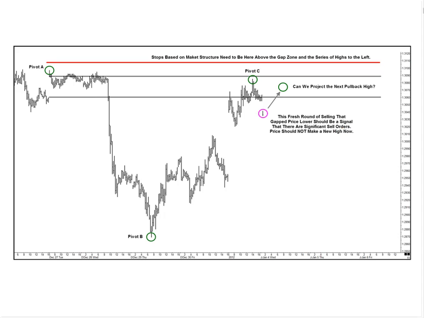I now think it's likely that there are significant sellers. And so I want to project the next pullback in this market, because that's where I want to get short. I don't want to get short down here. I don't want to get short down here. I want to be as close to the bone as possible, because I'm cheap. I want my stops to be as small as possible. I want to up my risk reward, and I want to risk as little of my portfolio as possible, yet still be in the trade. So can I project the next pullback high? That's what median lines are for.